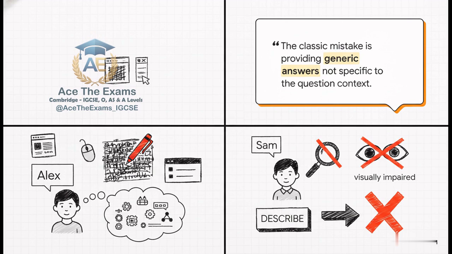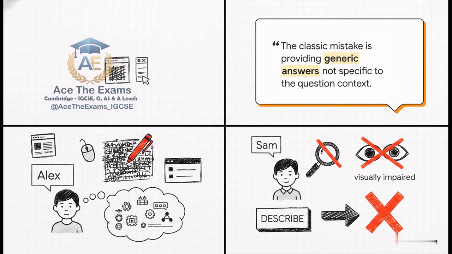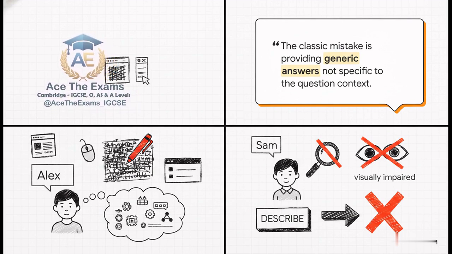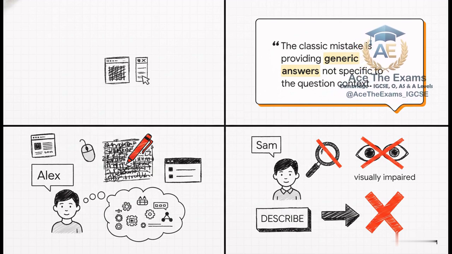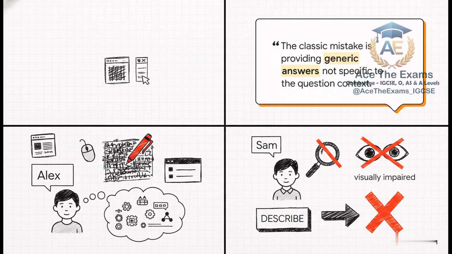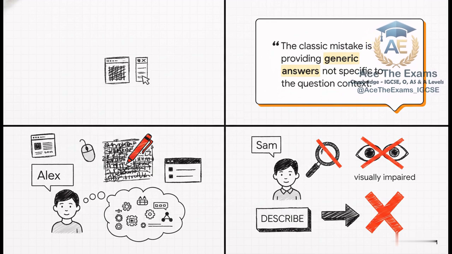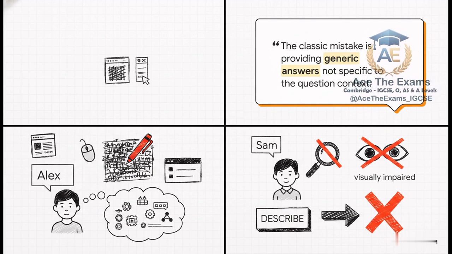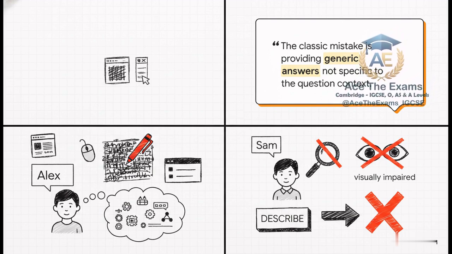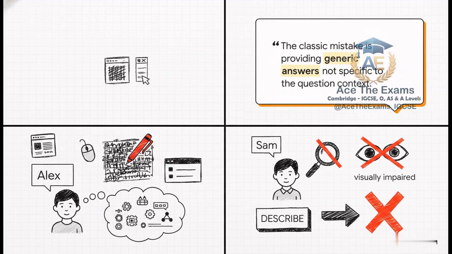On the left side, we've got Alex. Now, Alex is the classic over-preparer. Alex has memorized every single textbook definition. So when a UI question comes up, Alex overloads the answer with raw computer science facts. We're talking a massive list of every feature of a graphical user interface: windows, icons, menus, pointers, the whole shebang. But here's the problem. Alex includes zero analysis. It's just a giant wall of text. The examiner's red pen goes everywhere because Alex didn't answer the specific scenario.